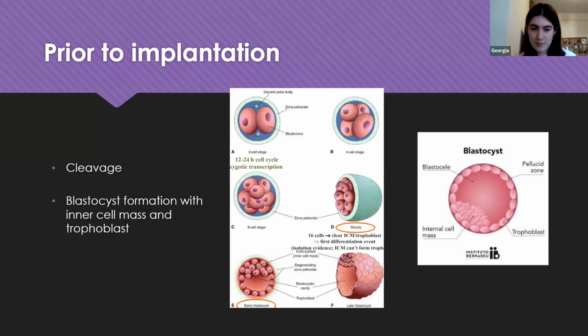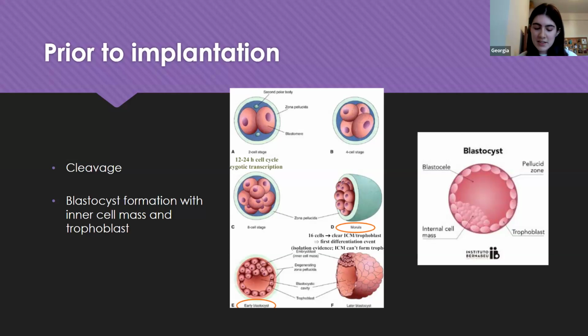The next stage of development is blastocyst formation. That's the picture on the right. There's an inner cell mass, and this inner cell mass basically becomes the embryo, and then the surrounding trophoblast is vital for placental development. In between these two, there's a fluid-filled cavity called the blastocoel.